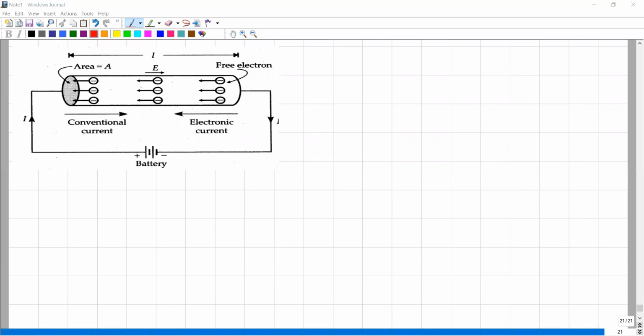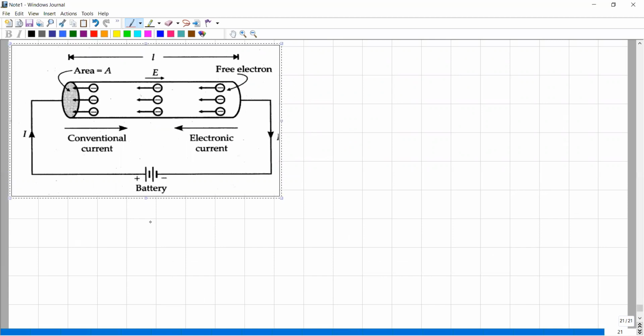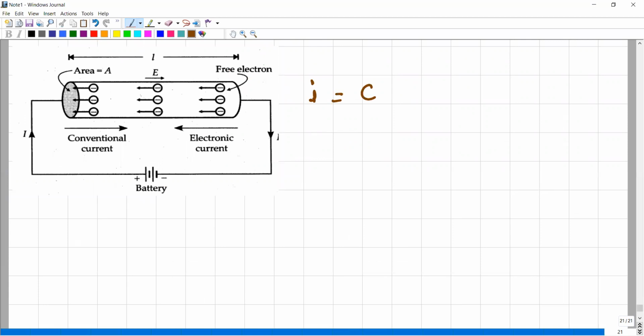How to calculate the value of the current? Now, to calculate the current, I need two pieces of information. Again, Q: I need to know the charge that has flown through this conductor, and I also need to know the time in which the charge has flown. So first, let's find out the Q.